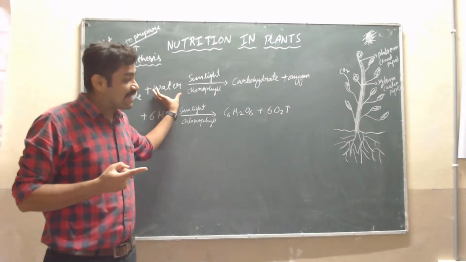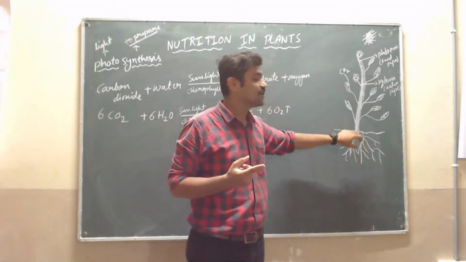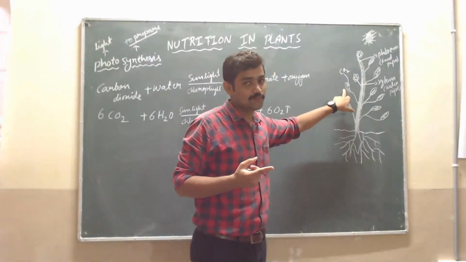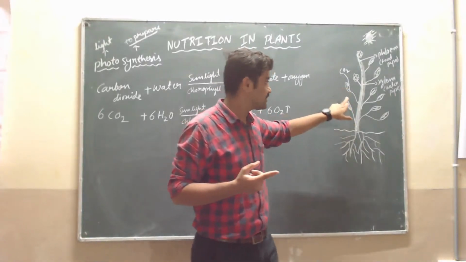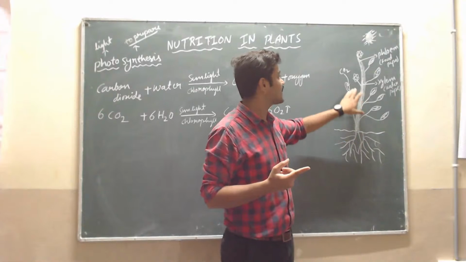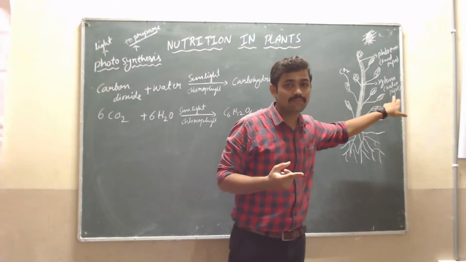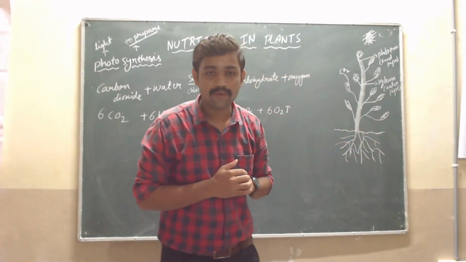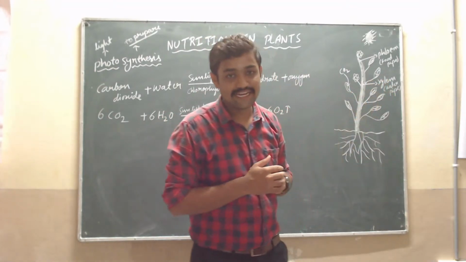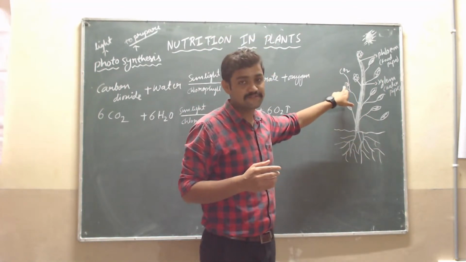Then water is absorbed by the roots and transmitted to the leaves. Why? Because the leaf is like a kitchen room, a food factory. The water absorbed by the roots is transferred to the leaves with the help of what? The water pipe, which we call by another name: xylem. With the help of xylem, water is transferred to the leaves.